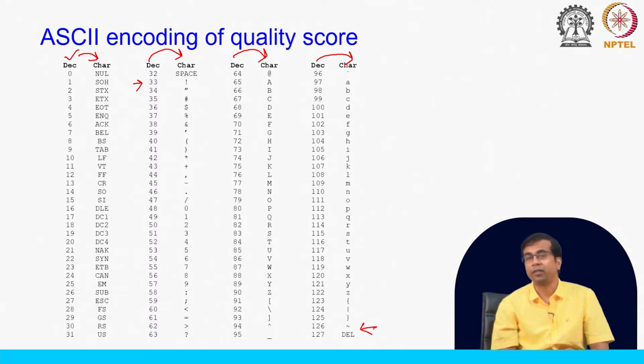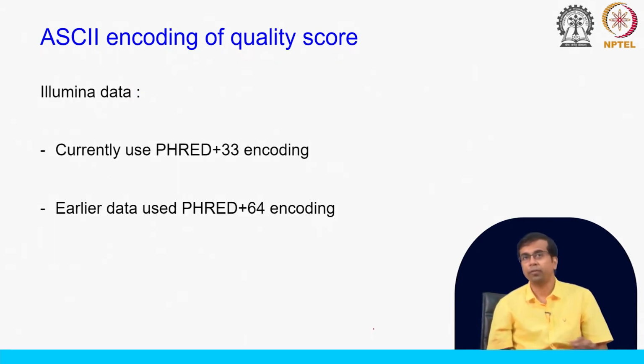Now, the problem is the quality score comes from 0 to 40. We said it can go higher than 40, but usually in NGS data sets the maximum is probably 40. So, how do we represent that? What we know is that Illumina uses something called Phred plus 33 encoding, but it earlier used Phred plus 64 encoding. So, what is this Phred plus 33 encoding?